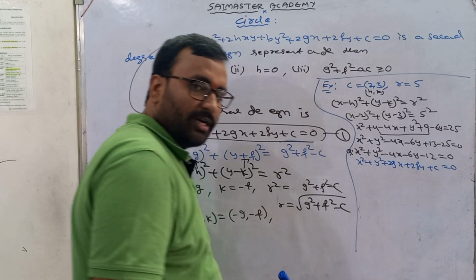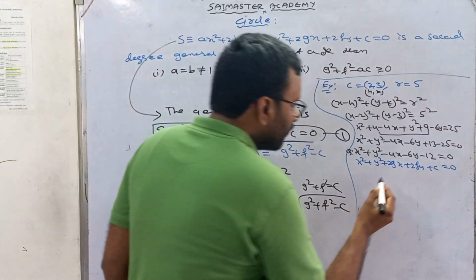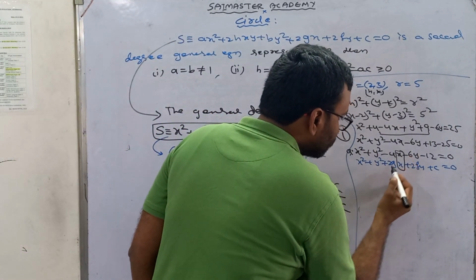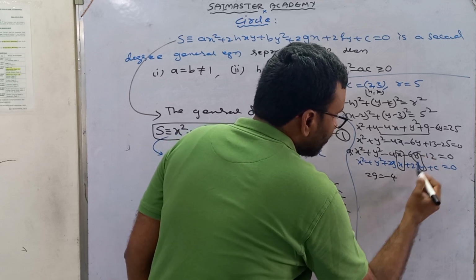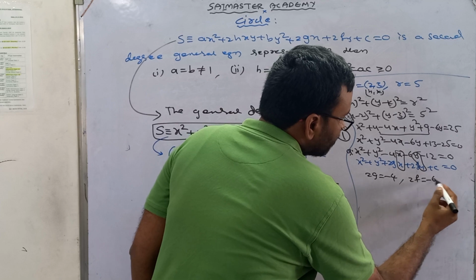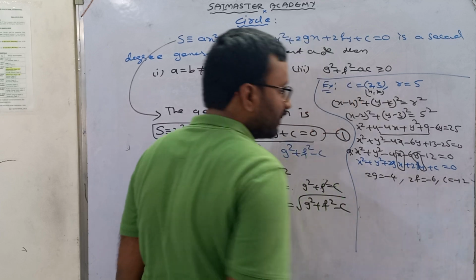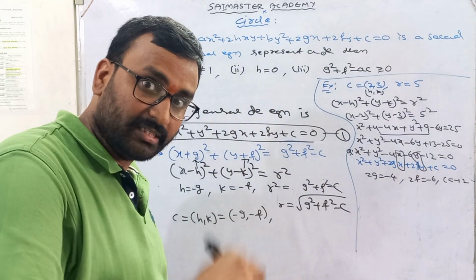This is the general form. If you compare with the general form, x coefficients are same, so 2g is equal to minus 4. Y coefficients also same, 2f is equal to minus 6. C is equal to minus 12. We have 2g, 2f, c. We need g, f, c.